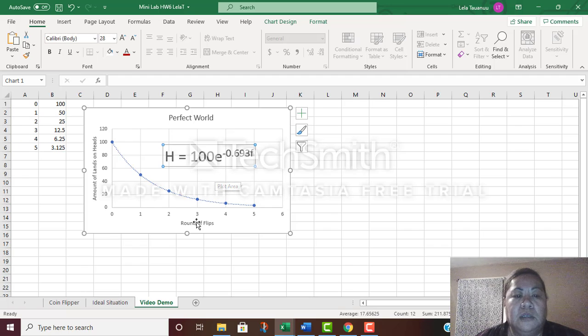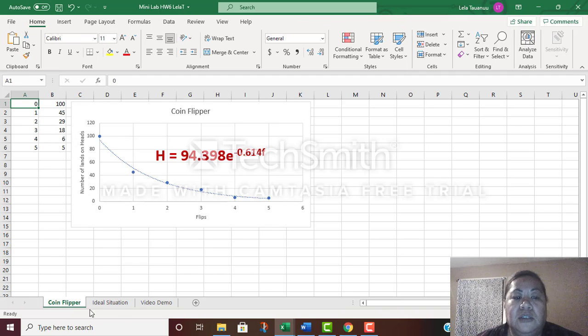So given in a perfect ideal world or situation, we would start off with 100, and then it looks like our second round, after flipping the 100 coins, we would get 50 coins. Our second round, 25, and so forth and so forth.